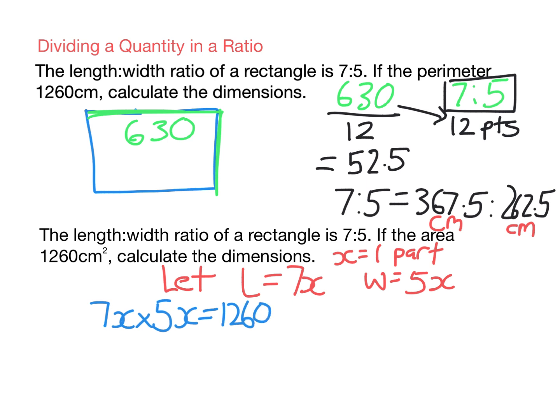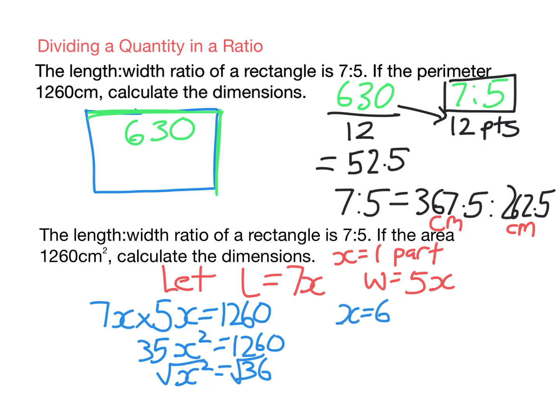Now, when we're multiplying these, most people know to do 7 times 5 is 35, but you have to multiply the x's. X times x is x squared, not just x. So it's 35x squared equals 1260. So dividing each side by 35 gives x squared equals 36. Now we square root each side, we get x equals 6.